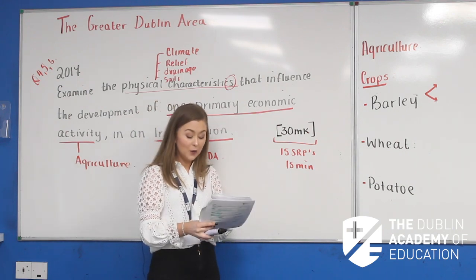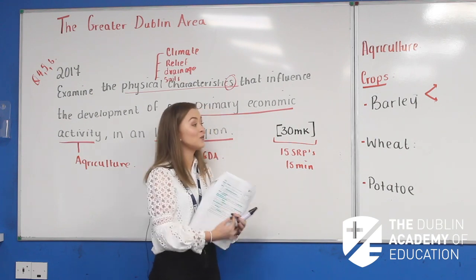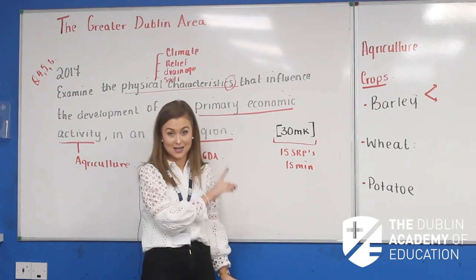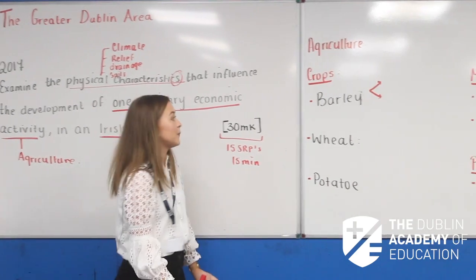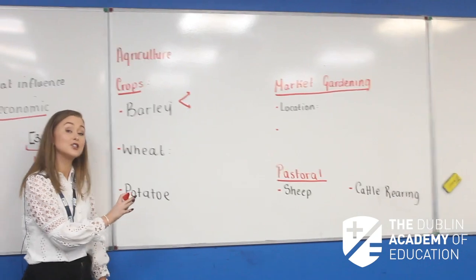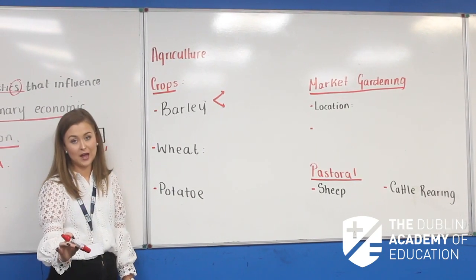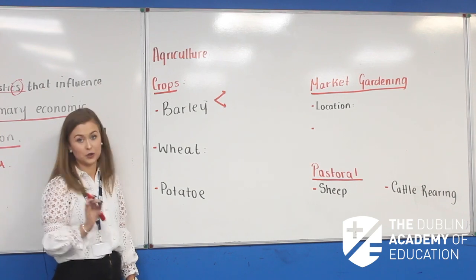Now, you have space on page number 12, pop over to page number 12, and then we're going to be popping down what's on the board here. Now on page number 12, we're going to be looking at our crops, market gardening and pastoral farming. After this, we're going to look at the farm and the farmer, okay? So we're going to keep a nice structure with it.